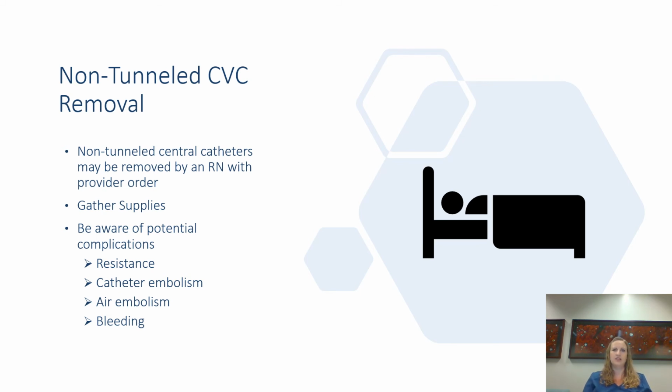Another complication is air embolism. We previously went over this as a complication during insertion. It is also a complication during removal of that line. The last complication we're going to talk about is bleeding. If you're unable to stop bleeding from the site after catheter removal, continue to hold pressure. Notify the provider if the continued pressure does not achieve hemostasis, but you do need to continue to hold pressure on that bleeding site.